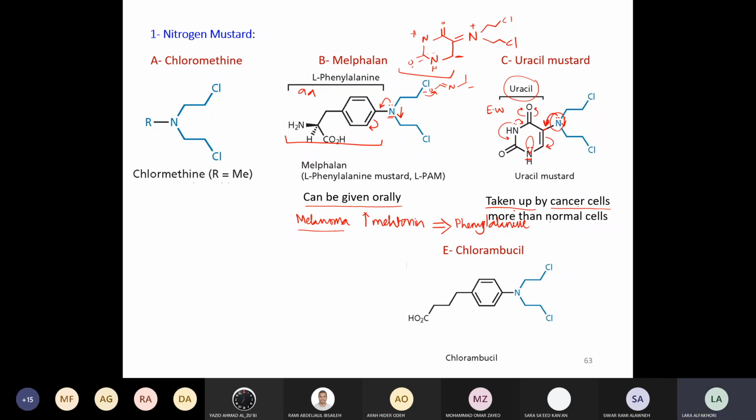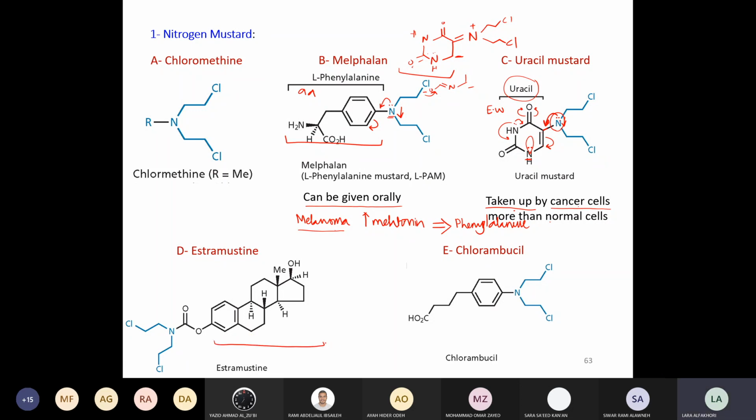Okay. The last one we want to talk about is estromustine. What is this group that they've attached the drug to? Steroid. Yes, in particular estrogen. Okay, what about this functionality? Do you know the name of it? Excuse me? Carbamate. Carbamate, exactly. It's a carbamate.